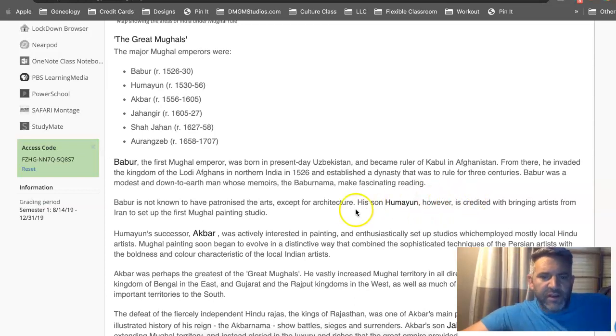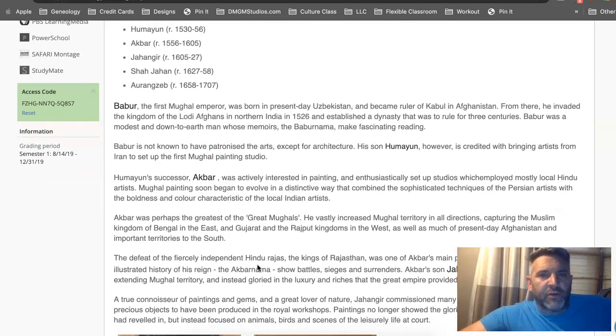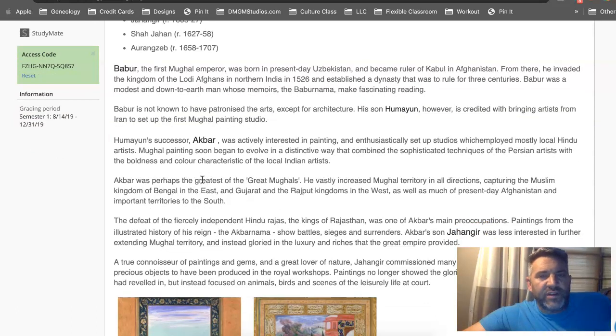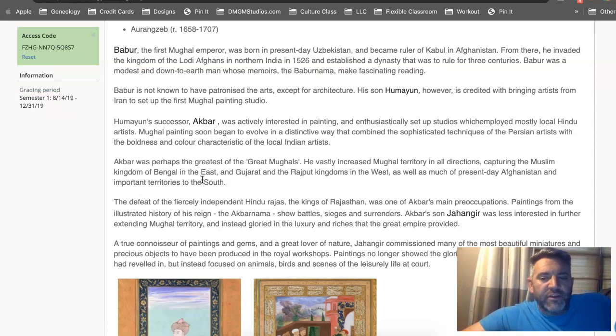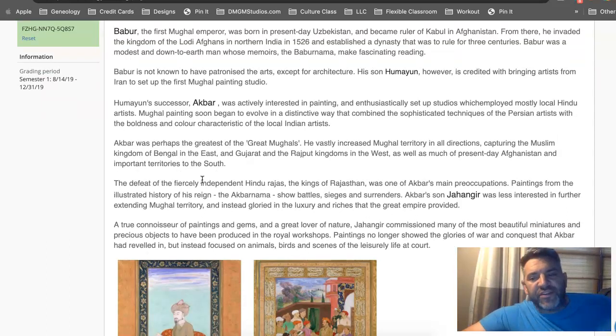Humayun is a big patron of the arts, so he brings a lot of artists and a lot of art into India. However, his son is really the greatest ruler in this period of Indian history, and his name is Akbar. Akbar is going to set up a cultural, artistic state, but he also brings about a great military, and he defeats a lot of rival tribes. He is responsible for the high water mark in the history of the Mughals and in Indian history.